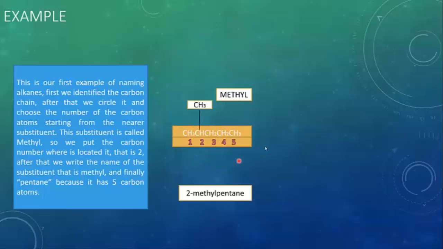This is our first example of naming alkanes. First we identify the carbon chain. After that we circle it and number the carbon atoms starting from the end nearer to the substituent. This substituent is called methyl, so we put the carbon number where it's located, that is 2. After that we write the name of the substituent, that is methyl, and finally pentane, because it has 5 carbon atoms.